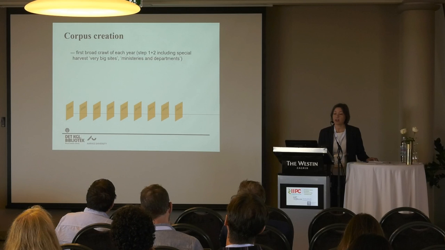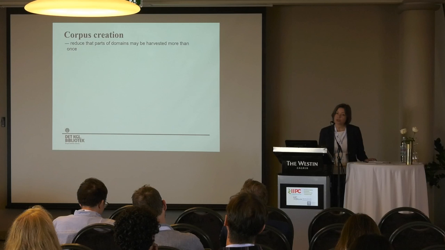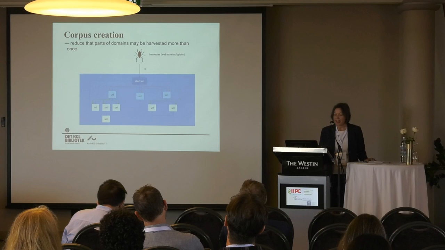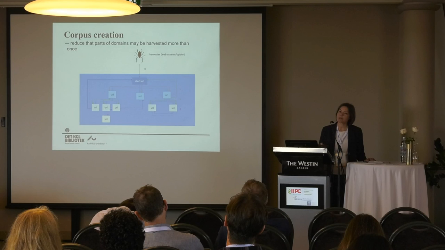And then next, we wanted to reduce the bias in the archive, that parts of domains may be harvested more than once. So you know that the crawler will go to its designated URL and start to crawl the start URL, and it will follow the start URL's links. And some of these links might link back to URLs already crawled and crawl them again. So in that way, you'll get that parts of domains are harvested more than once.